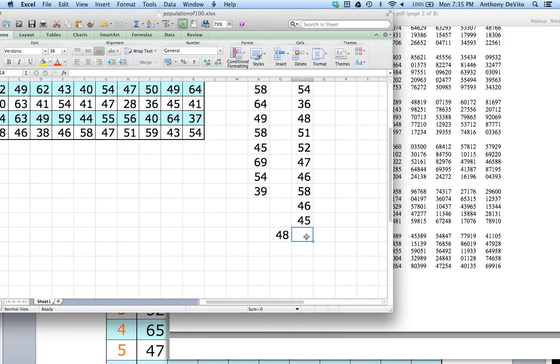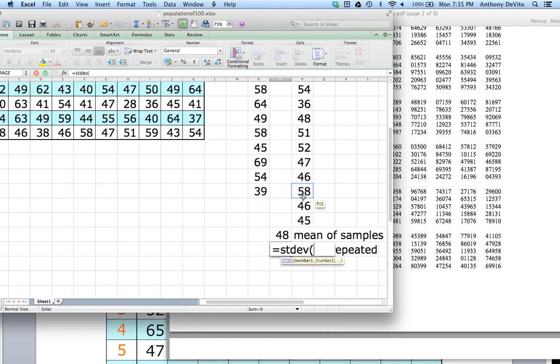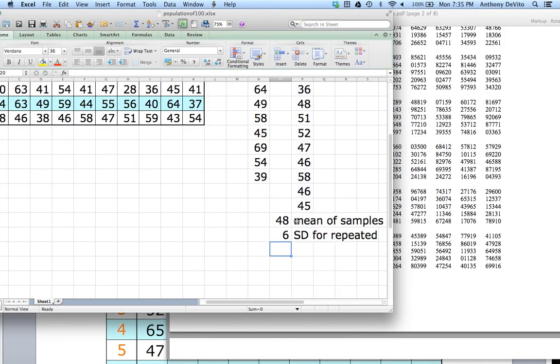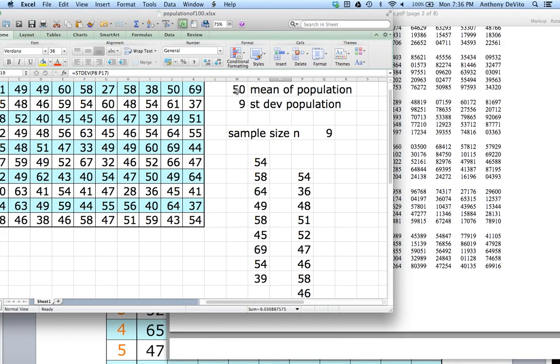Now, this would be the mean of repeated samples, right? Sample means. Now I'm going to take the standard deviation for repeated sample means, or what we would call the standard error. That's going to be equal to STDEV, and I'm going to highlight all of these numbers within that range. The standard deviation is 6. Let's go back and look at the population. The mean was 50, and the standard deviation is 9.